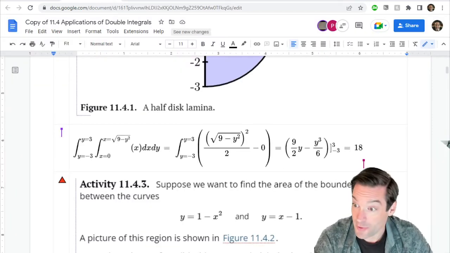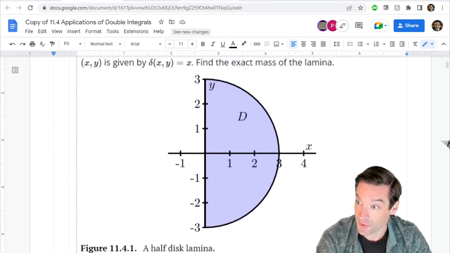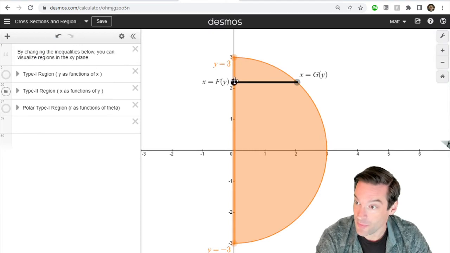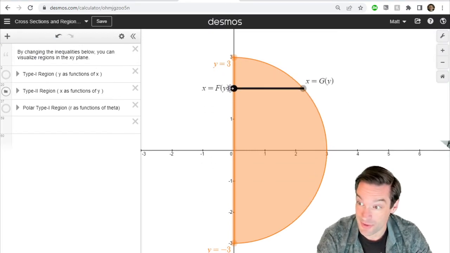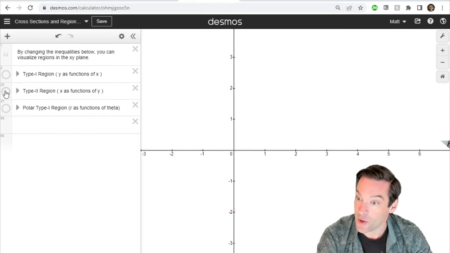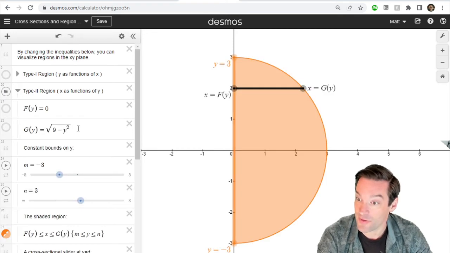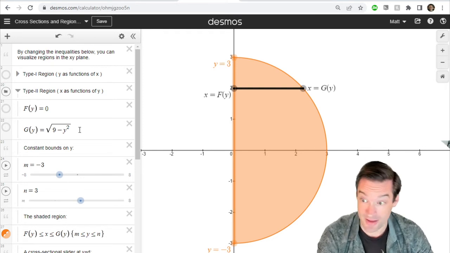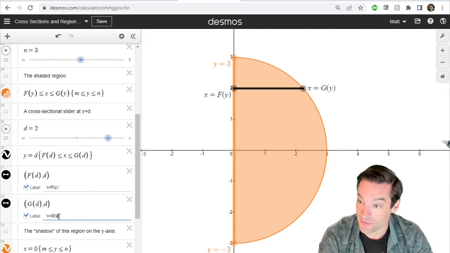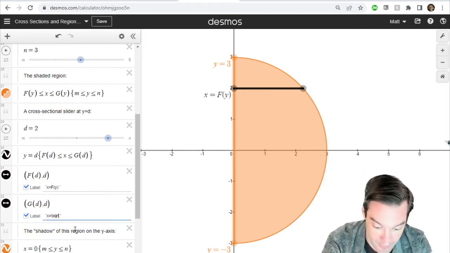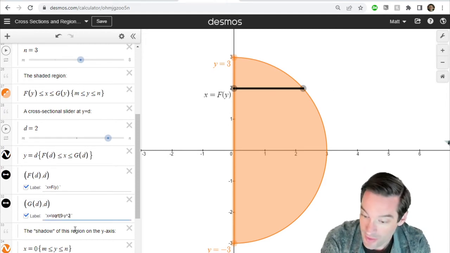So it's pretty straightforward calculus once you get it set up, right? That you tape measured this half of a circle and found that the most convenient way to do that is to describe it as a type 2 region, because it's the right half of a circle of radius 3. That means we can bound the left side by the y-axis, x equals 0, and the right side by the equation for a circle of radius 3 centered at the origin solved for x, right? And so you get x equals the square root of 9 minus y squared would be an expression for the right-hand side of this region.